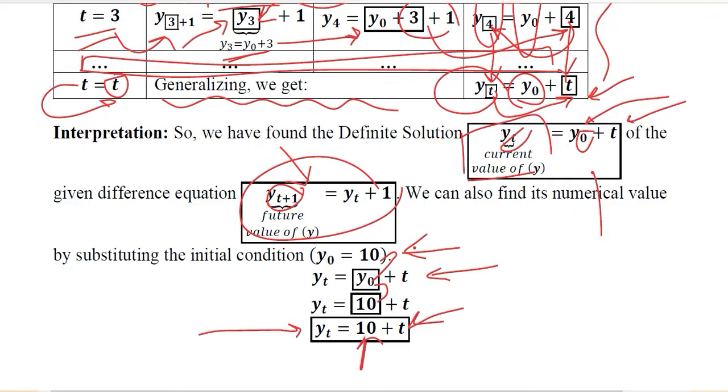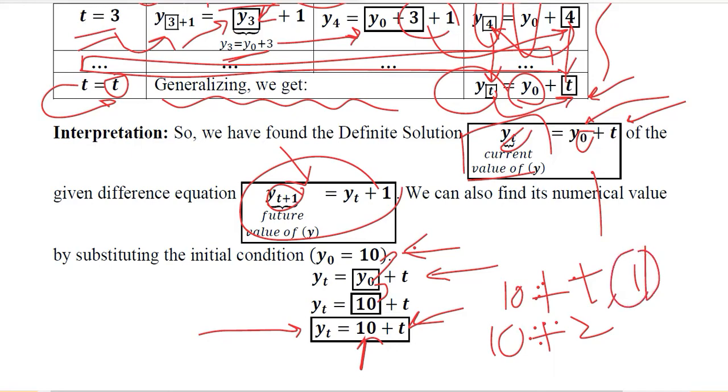Now it is very easy to plot this time path because it is simply the addition of 10 and t. For example, 10 plus 1, 10 plus 2. In this way we can develop a number of values and then we can plot them and get a time path. 10 plus 1, 10 plus 2, 10 plus 3. We are able to make this pattern, and this time path will be developed. This was an additive case.